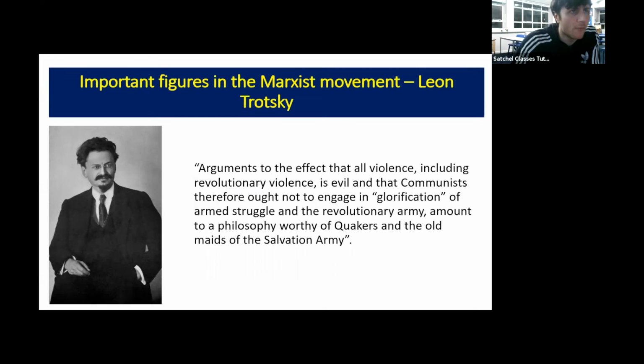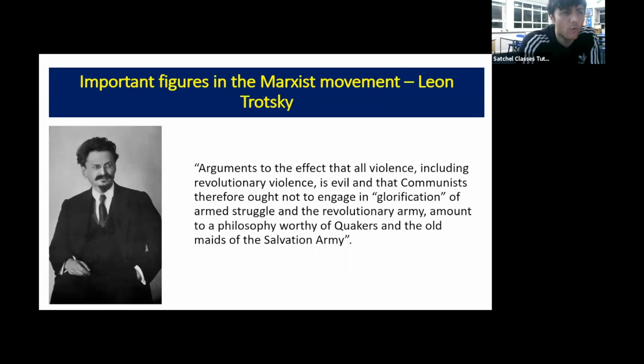Now, just one important figure in the Marxist movement. We mentioned him in our keywords. This is Leon Trotsky. And this is just a quote from him on the issue of violence. So although we said they did not believe, like the Narodniks, in sort of random assassination attempts or sudden acts of violence from a small number of people, that's not to say the Marxists were pacifists. They did believe that the working class should violently overthrow capitalism, but just on a mass basis rather than through individual acts of terror. And so this is what Trotsky said about that.